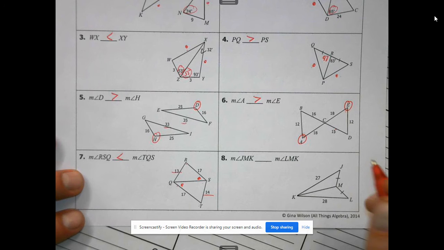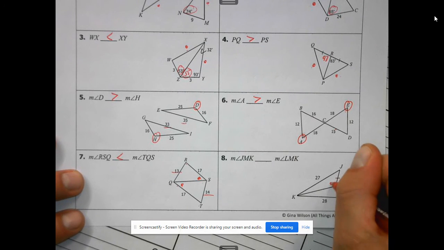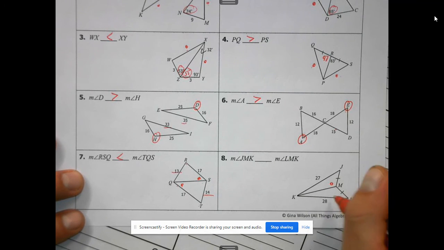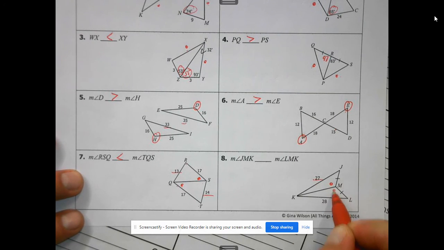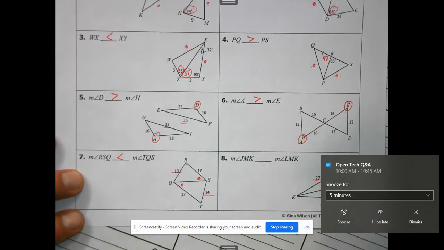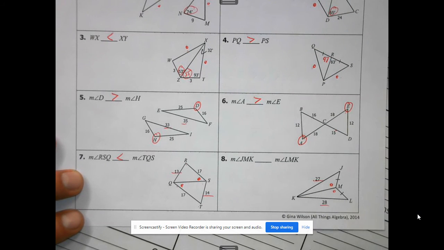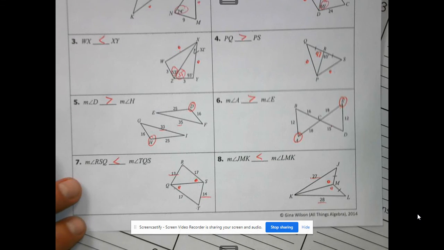Last one, JMK right here and LMK right here. This angle is across the 27. This angle is across the 28. So this angle right here will be greater than that angle right there because it's across from a bigger side. So this guy is less than that. That's it for triangle inequalities.